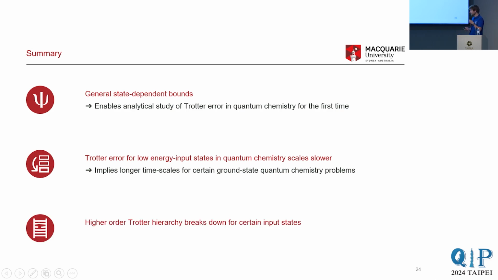And lastly, the higher order Trotter hierarchy breaks down for these states, so we don't get any advantage in scaling for higher order product formulas for these states. And so that means that first order or second order, they're pretty similar, is the most favorable way to do Trotterization in this scenario where we have these states which have slower scaling.